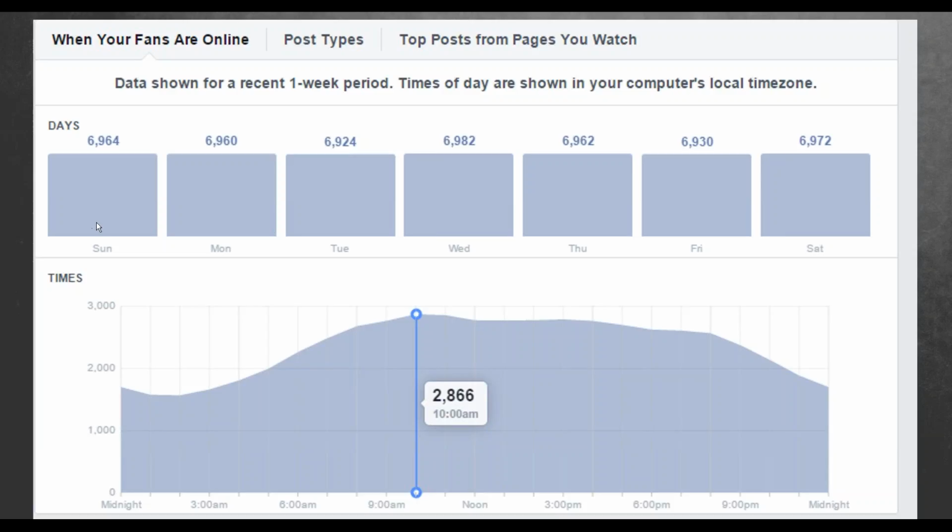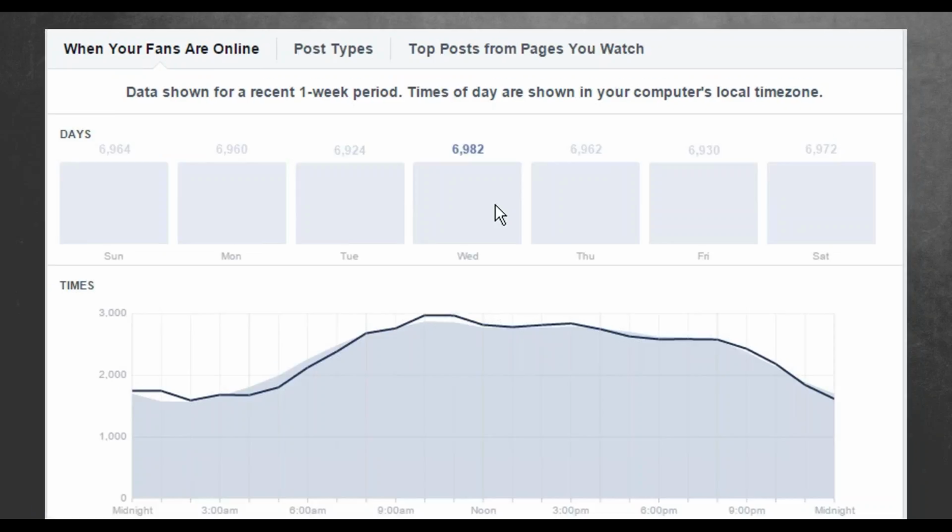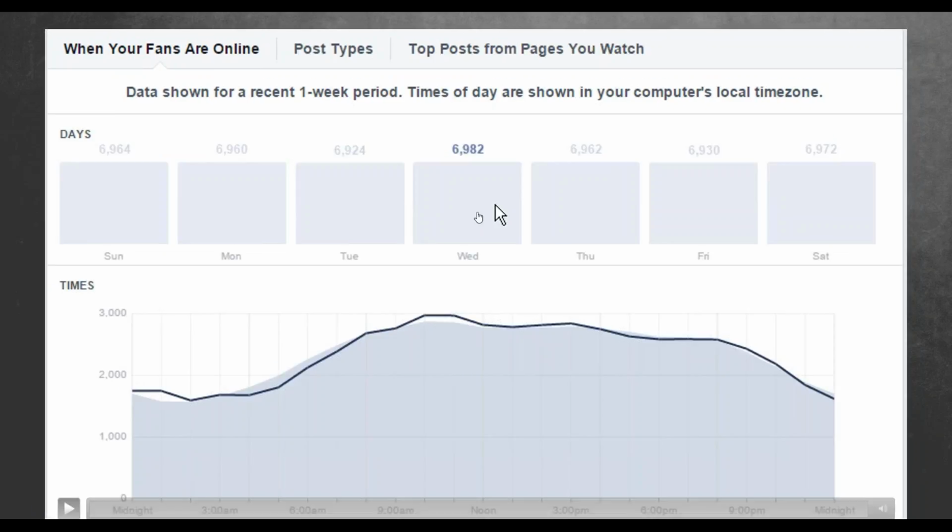So when you come in here, you look and you see, okay, it looks like for this page, I'm going to have the most people on Wednesday. All right, so you click on Wednesday. When you click on Wednesday, now you're going to see they bring out this line. And that dark blue line shows you the times that people are on Wednesday for this page. So typically you're going to have kind of a couple hills and little valleys, no big mountain peaks in here.